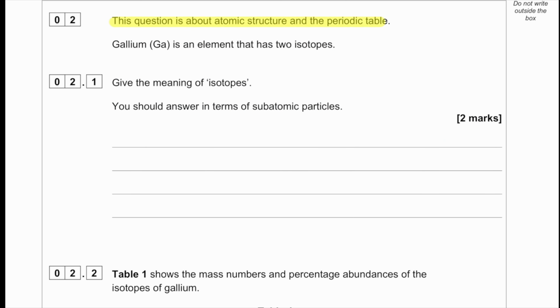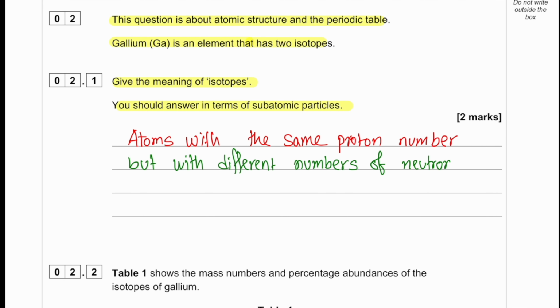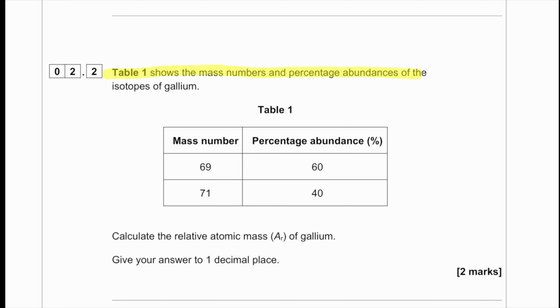This question is about atomic structure and the periodic table. Gallium is an element that has 2 isotopes. Give the meaning of isotopes. You should answer in terms of subatomic particles. Isotopes are atoms of the same element with the same proton number but different mass number or different number of neutrons. Table 1 shows the mass numbers and percentage abundances of the isotopes of gallium.